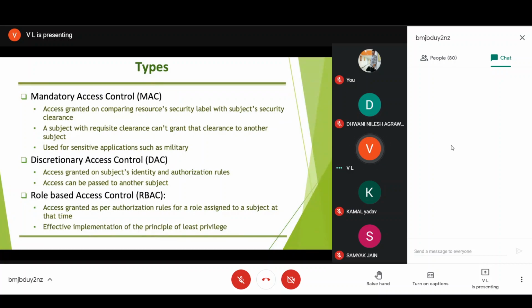Similarly, a subject is not allowed to transfer its security clearance to another subject. So naturally, if someone is trying to access a resource with a certain security clearance, that will be logged. Even if I give my password to some other person, I'll be held responsible for whatever is being accessed by that person using my password. If I have a security clearance for a certain document, whenever that document is accessed with my security clearance, I will be held responsible.